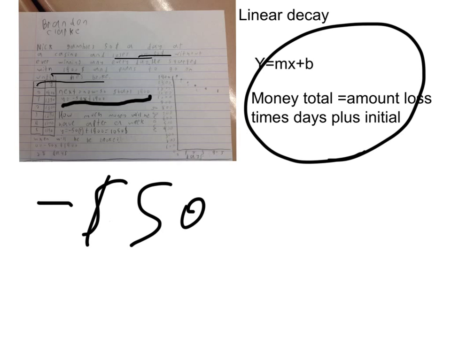The first one is how much money will he have after a week, putting in 7 for x, doing negative 50 times 7 plus 1,400 to find the amount of money y he would have after a week, because there are 7 days in a week. And the next one, plugging in y to find x, $0 showing he's broke, so 0 equals negative 50x plus 1,400, and if you solve that, it would give you 28 days.